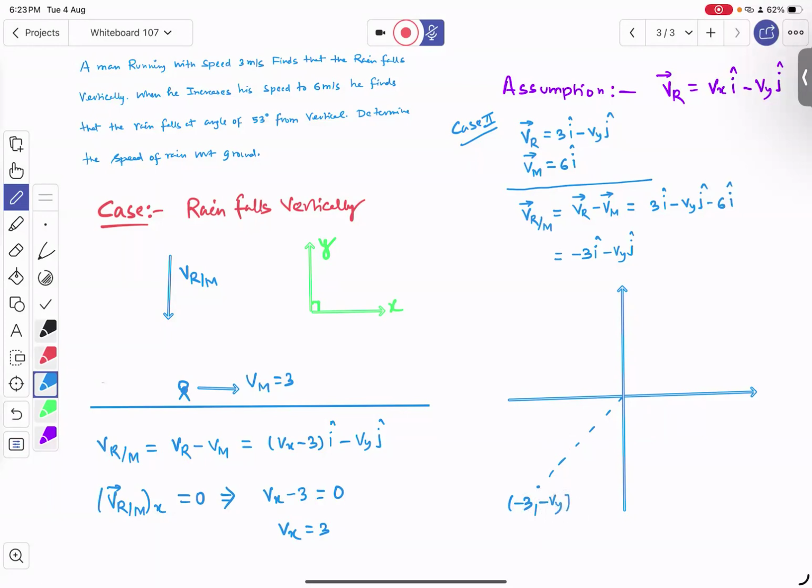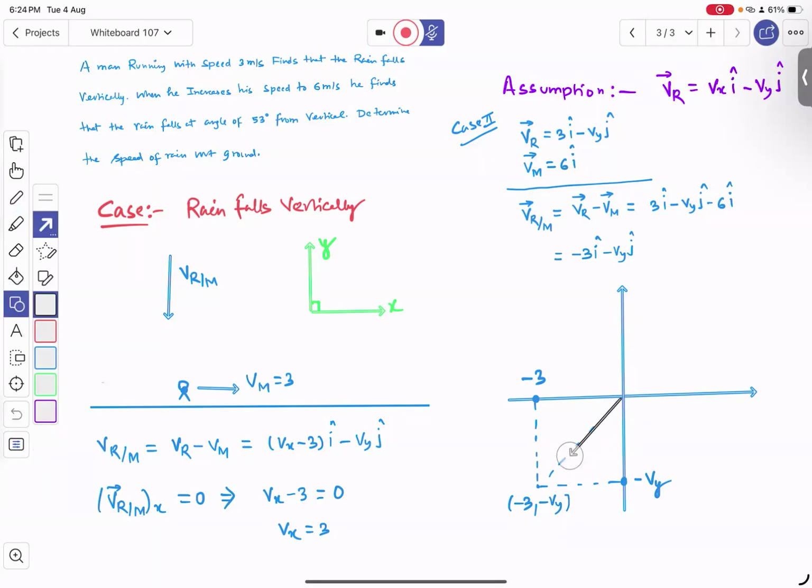So if I take its projection on the x-axis, here the x coordinate will be minus 3 and y coordinate 0, we know. And if I take its projection on the y-axis, there the x coordinate will be 0 and the y coordinate will be minus Vy. And this is the arrow of the VRM vector.